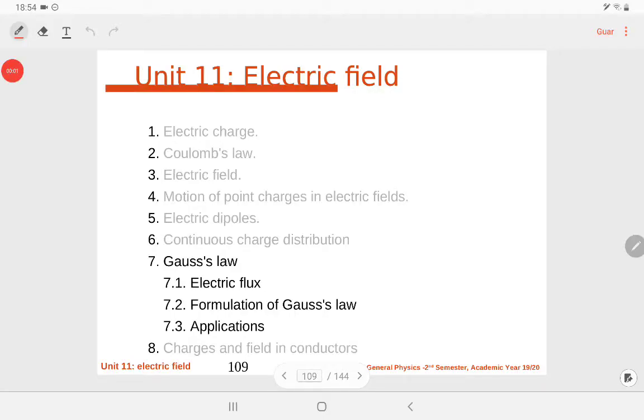In this video, I will give a brief reminder of what Gauss's law is and a few of its applications. So we will begin by remembering what the electric flux is, and then we will go to the formulation of Gauss's law and see several examples.